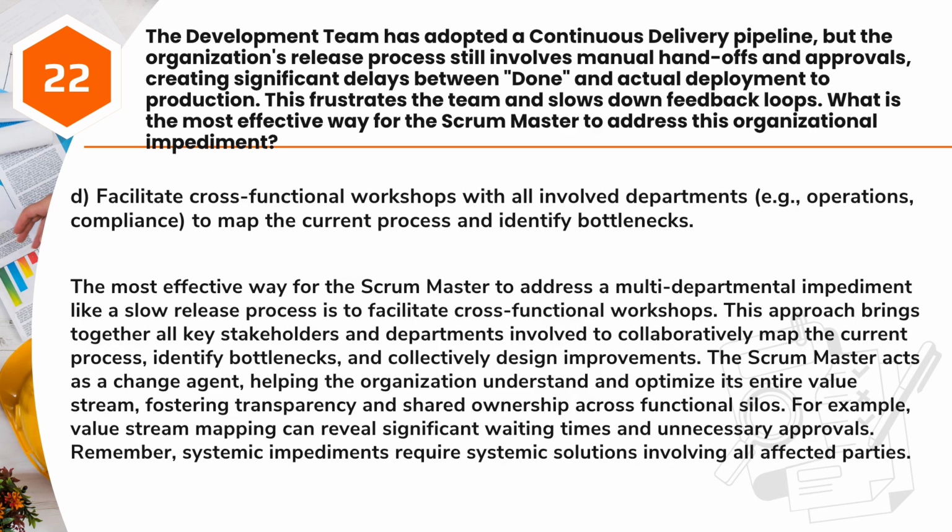Answer: D. Facilitate cross-functional workshops with all involved departments, e.g., operations, compliance, to map the current process and identify bottlenecks. The most effective way for the Scrum Master to address a multi-departmental impediment like a slow release process is to facilitate cross-functional workshops. This approach brings together all key stakeholders and departments involved to collaboratively map the current process, identify bottlenecks, and collectively design improvements.